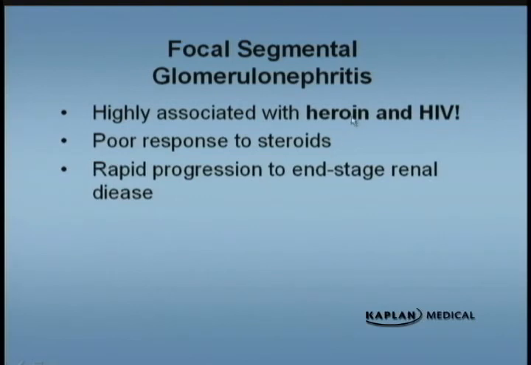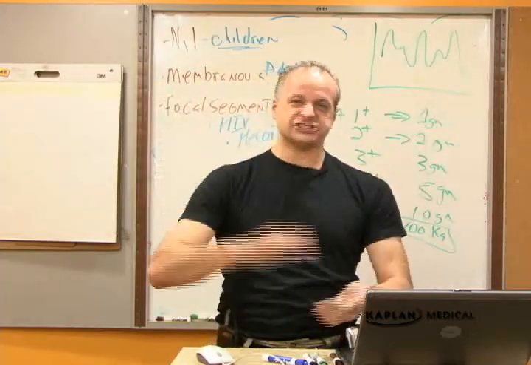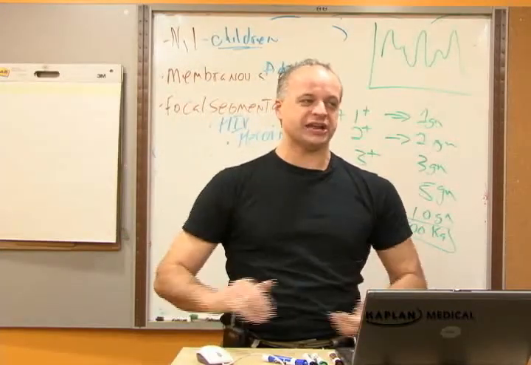Focal segmental. Although it's associated with heroin and HIV, you can't tell until you get the biopsy. Nil lesion responds a lot to steroids. Focal segmental responds a little to steroids. But the best initial therapy for all of them is steroids. If steroids are ineffective, cyclophosphamide or mycophenolate.